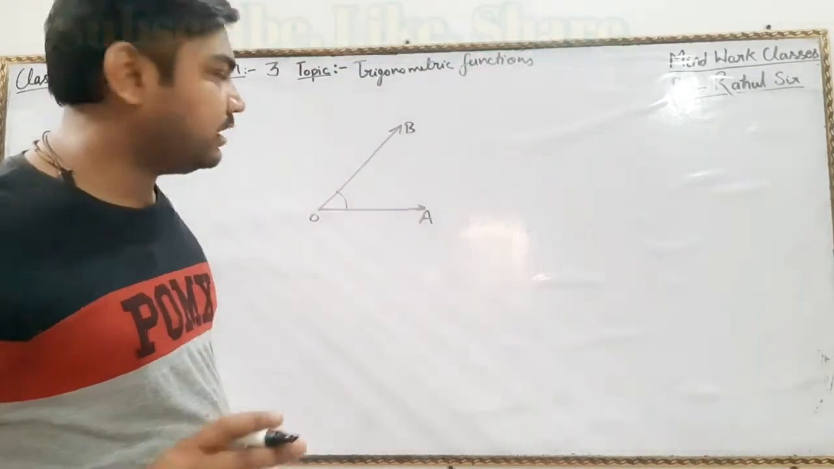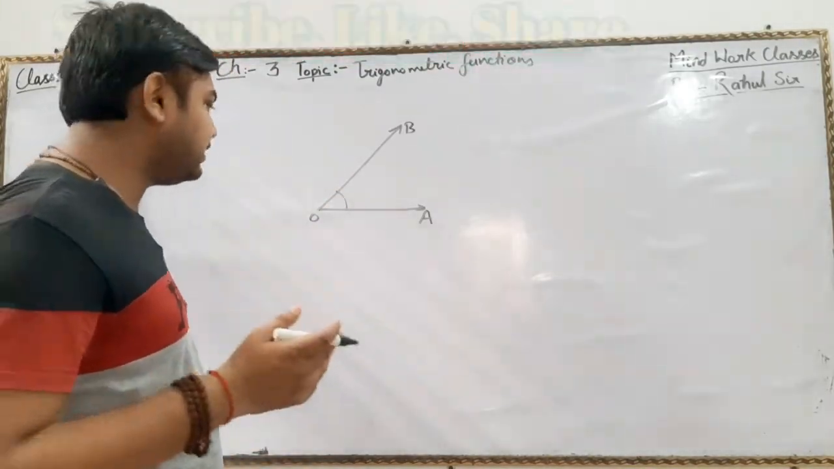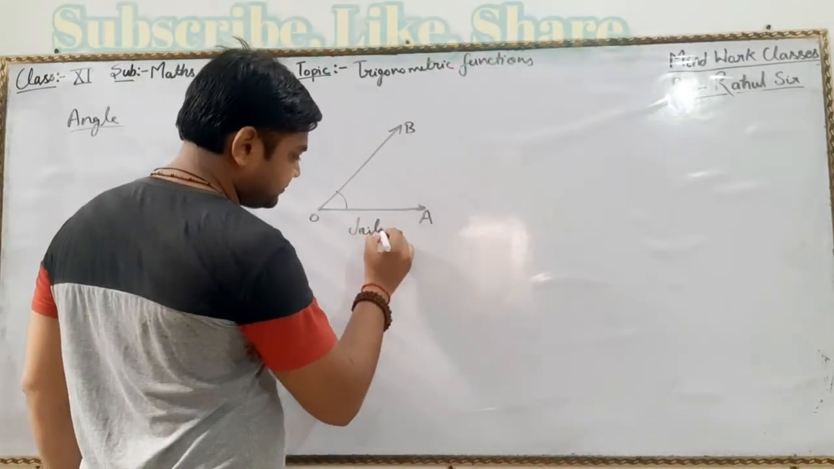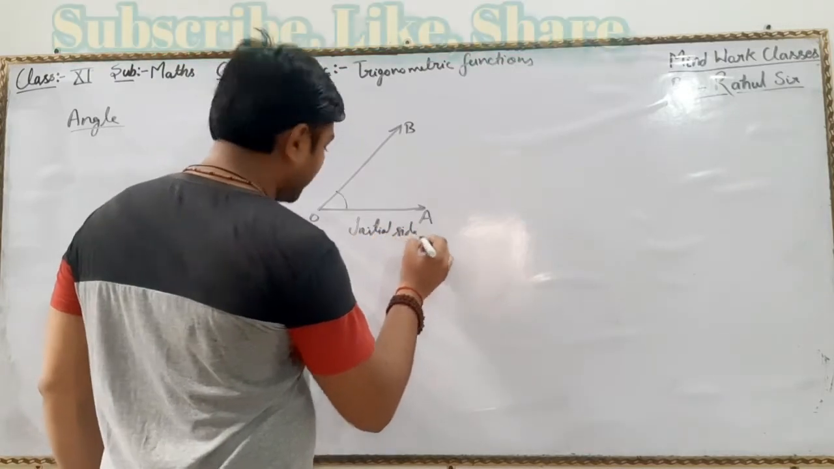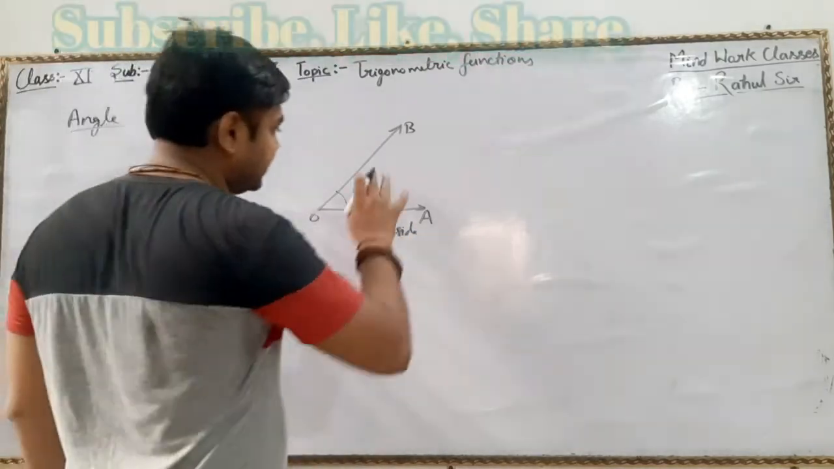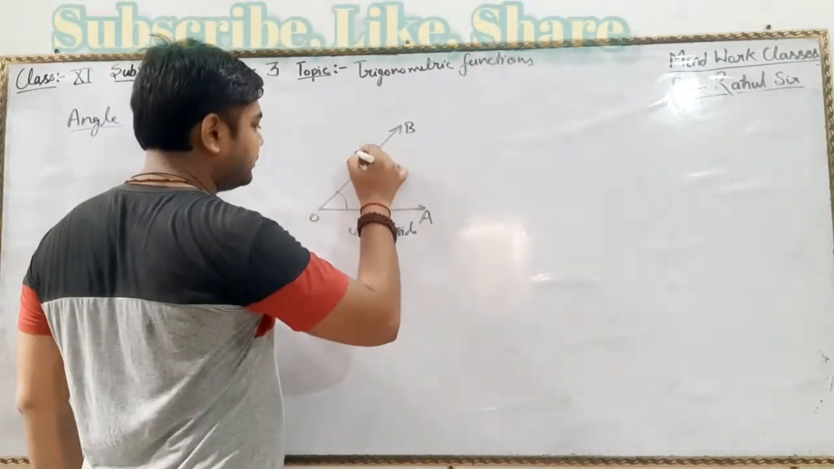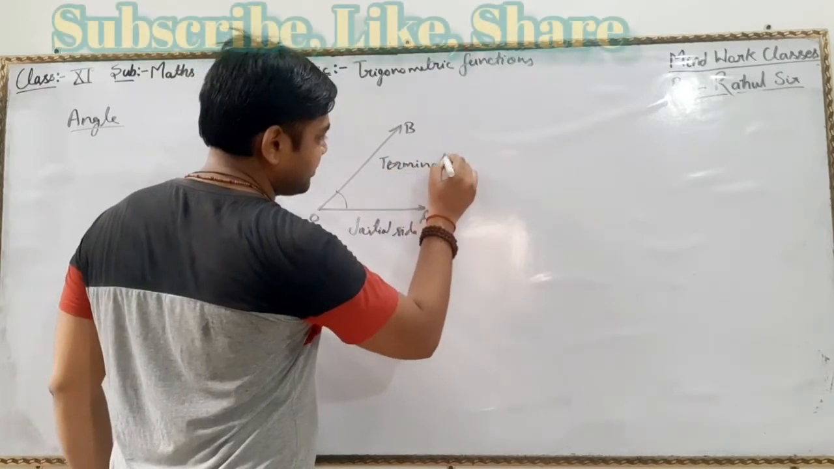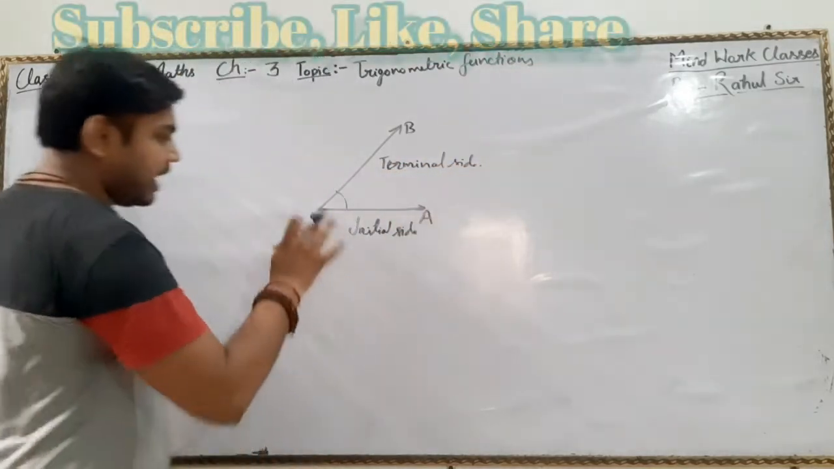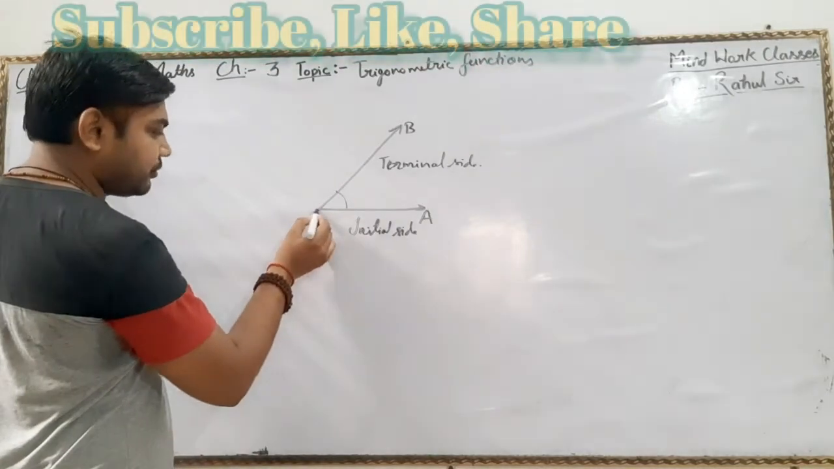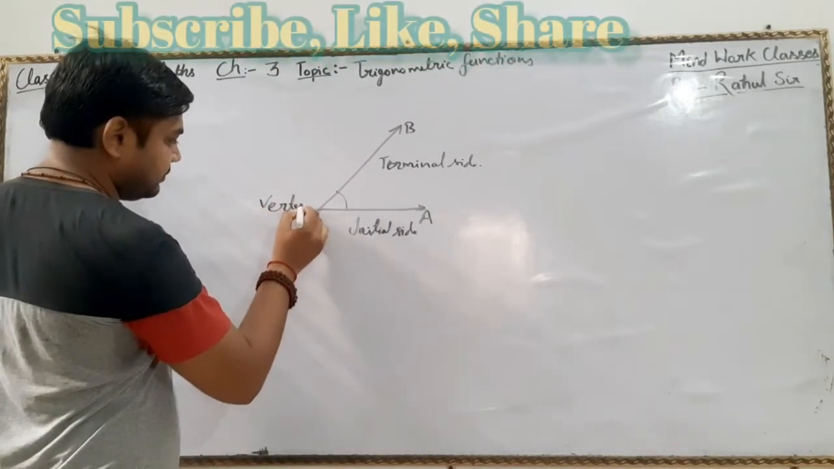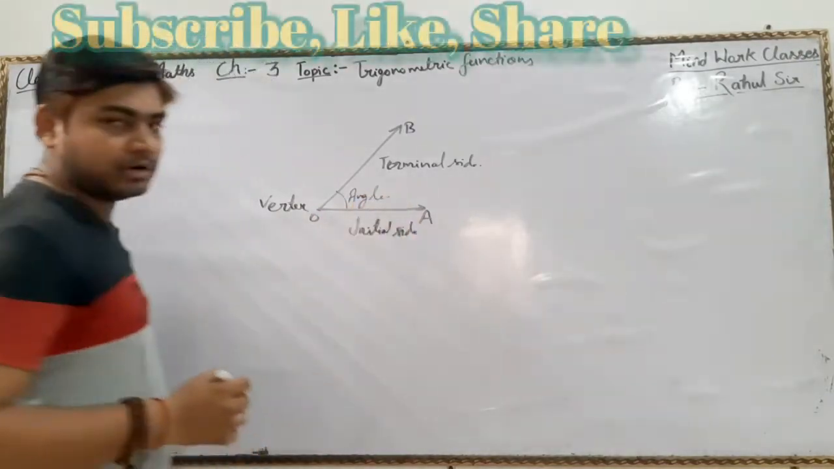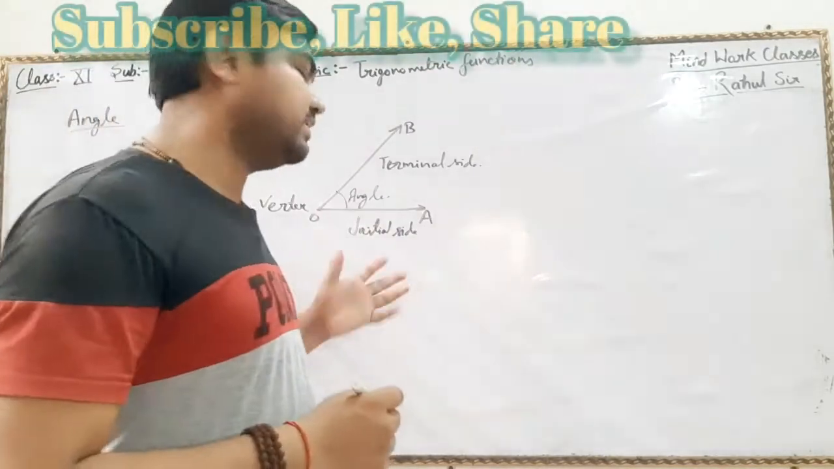So for an angle, what are the things we have? First, this is called the initial side. Second, this is called the terminal side. And this point is called the vertex. We already know these things. This is an angle.